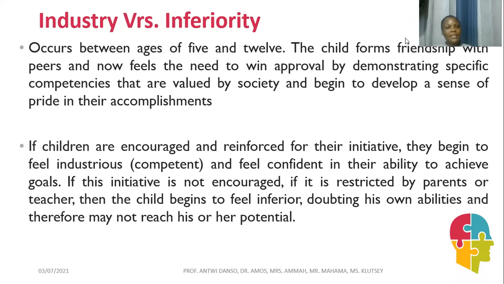Now the next stage is what? Industry versus inferiority. Industry versus inferiority. This is from age about 5 to 12 years. The child forms more friendship with peers. So the child at this stage wants to win the approval of what? The peers or the friends by demonstrating some specific competencies that are valued by everybody around, or the society. And they begin to develop a sense of pride in their ability to accomplish what?